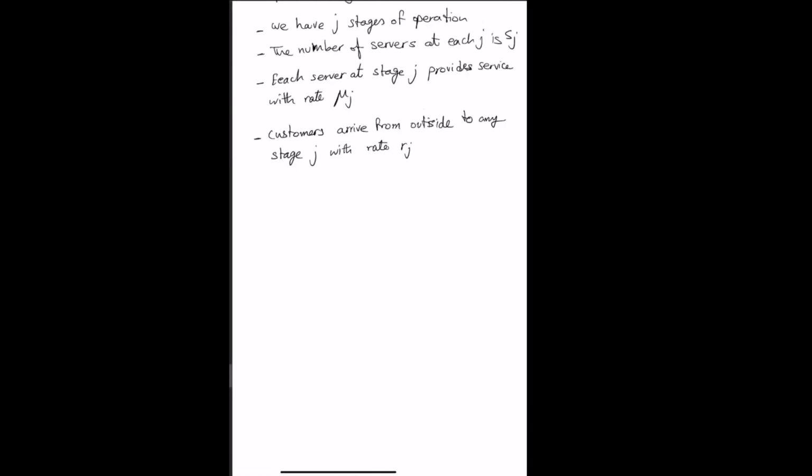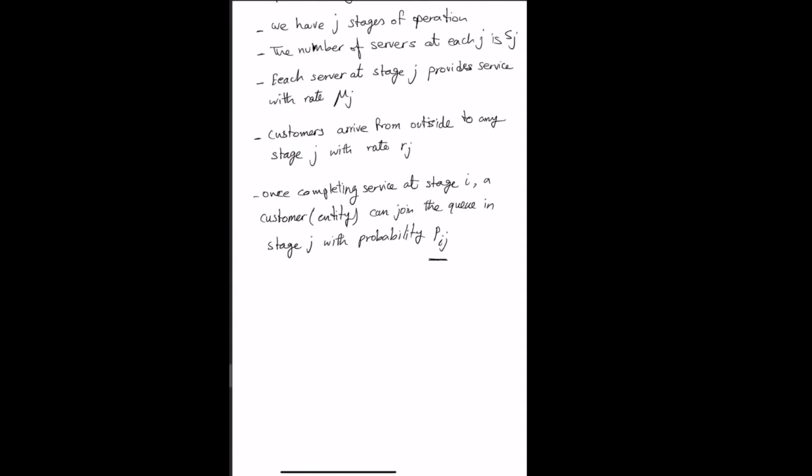So in that scenario, we can write it as: once completing the service at stage i, a customer or an entity can join the queue in stage j with probability Pij. Once the entity is done processing at stage i, the entity can go to any one of the stages, let's say stage j, with probability Pij. Or the entity can leave the system completely. So the entity is done and it can leave the system.